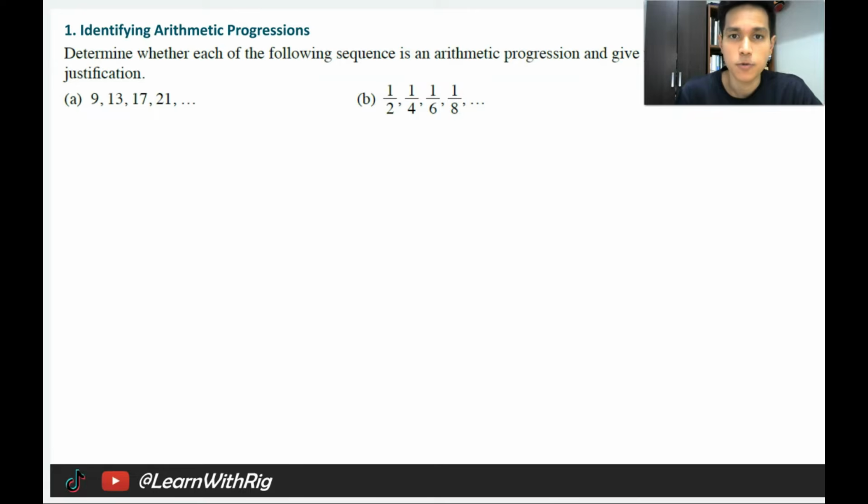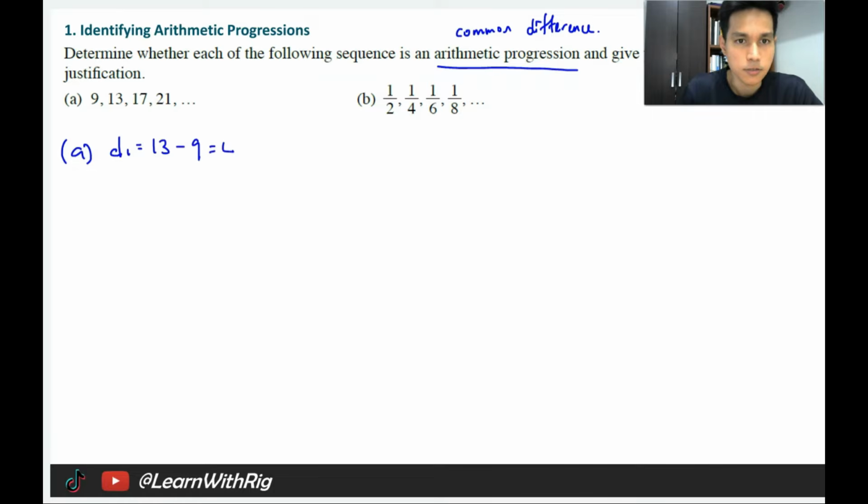Determine whether each of the following sequences is an arithmetic progression and give your justification. So like I said, if it is an arithmetic progression, it must have a common difference. Okay, so that is what we are going to check in this question. So question A, the first common difference would be 13 minus 9. Answer is 4. What about the second common difference? 17 minus 13 is also equal to 4. What about the third common difference? 21 minus 17 is also equal to 4.